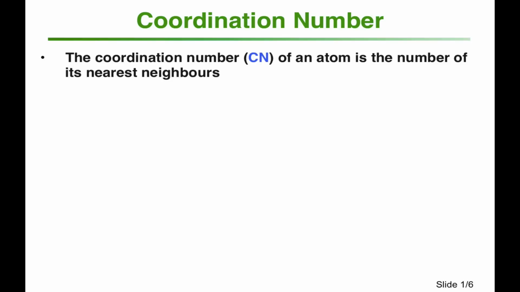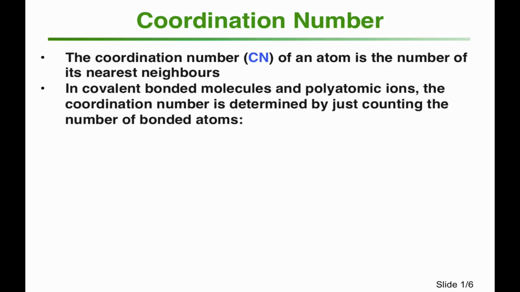In this video we're going to look at coordination number and how it applies to covalently bonded molecules, transition metal complexes, metallic solids and ionic compounds. In a covalently bonded molecule, the coordination number is just determined by counting the number of bonded atoms.